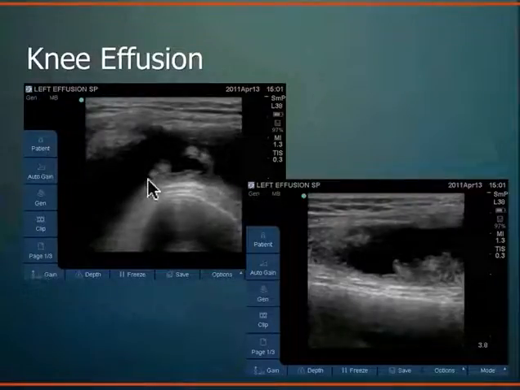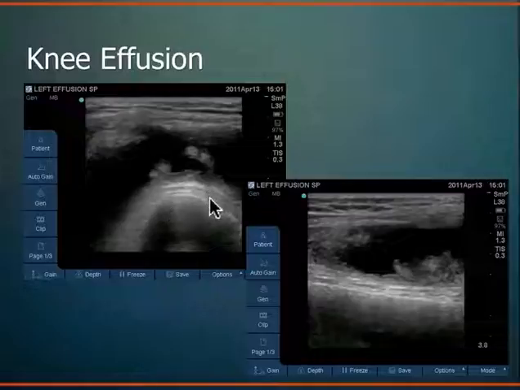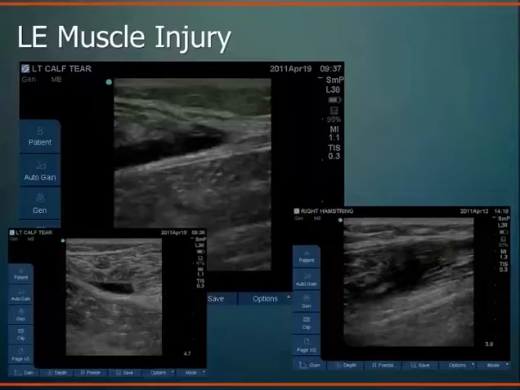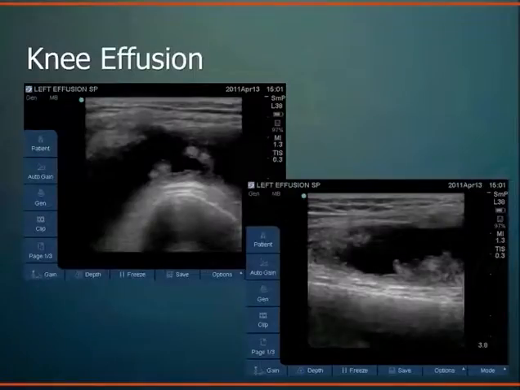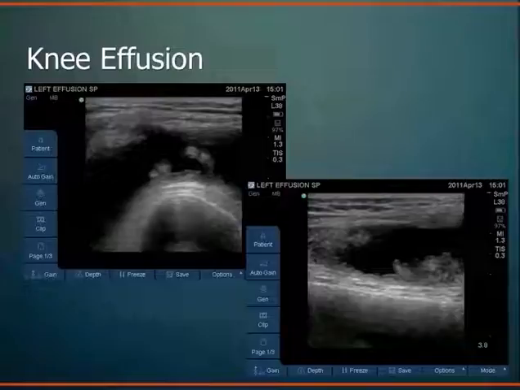Long axis view, axial view. This is the femur right here, hyperechoic line. Incredibly common. I see these all the time in the emergency department. Effusions. And what's nice is, when you're aspirating, not all of them are straightforward. Is this infection? Is this gout? Is this just arthritis? Is this acute hematoma? A lot of different things can cause a joint effusion.